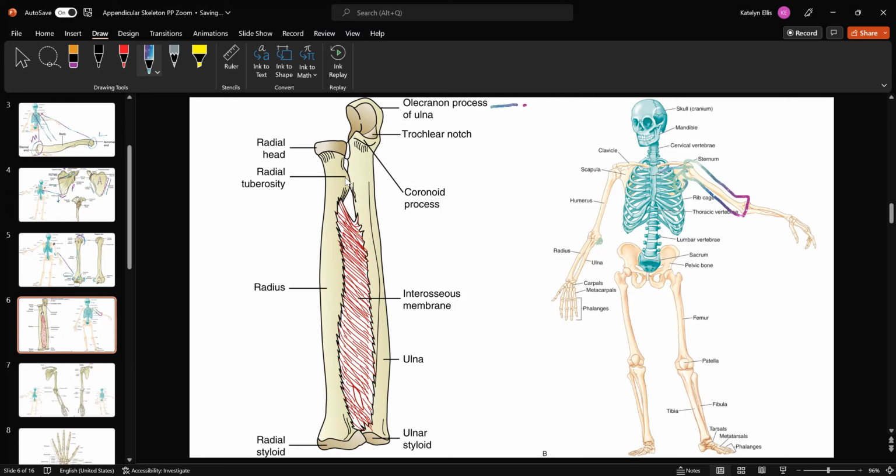The radius. This is the radial styloid. This is the ulnar styloid. All right. These are the major parts of the bone that you need to learn.